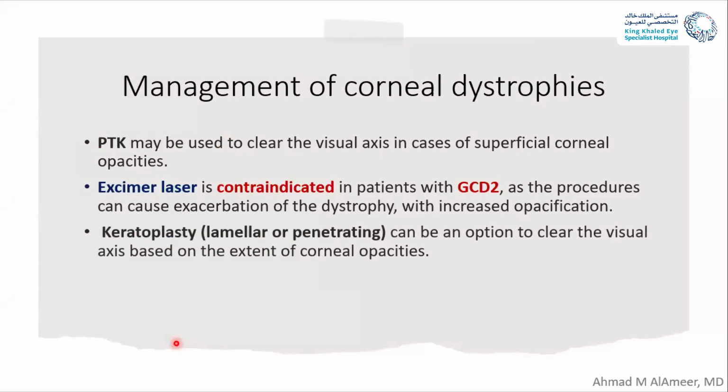Keratoplasty, either lamellar or penetrating, can be an option to clear the visual axis based on the extent of the corneal opacity. If it is endothelial dystrophy, you will go for a posterior lamellar like DSAEK or DMEK. If it is anterior opacities, you will go for anterior lamellar keratoplasty or deep anterior lamellar keratoplasty. If it involves all the layers, you will go for penetrating keratoplasty, if the patient has a good prognosis and is really symptomatic.